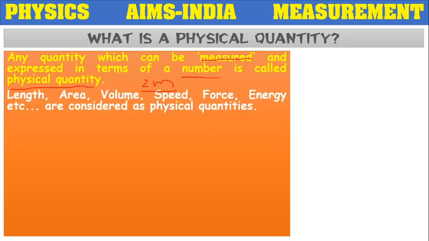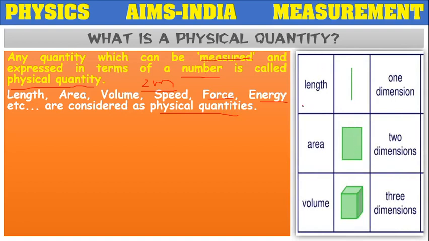So here length, area, volume, speed, force, meaning for moving an object we make use of force, that quantity, energy, while doing any kind of work we need energy. All these are types of physical quantities, because these all can be measured in terms of a number.